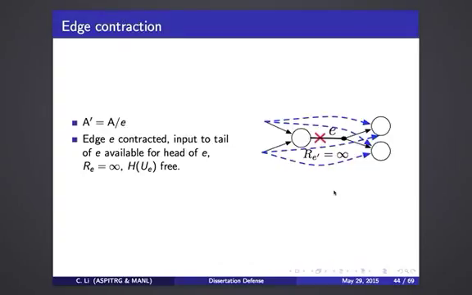The third operation is edge contraction. So in graphs, we know when an edge is contracted, the 2 nodes will be merged. But in networks, it is equivalent to saying the input to the tail node will be directly available to the head nodes.